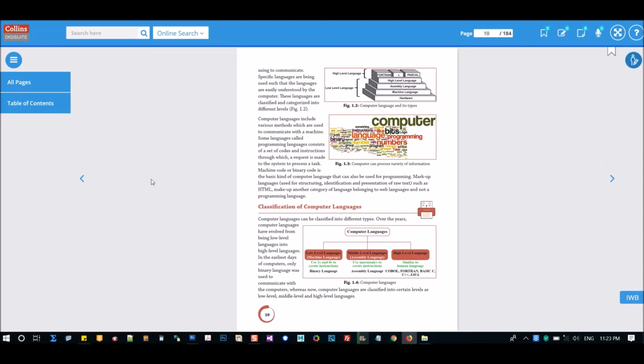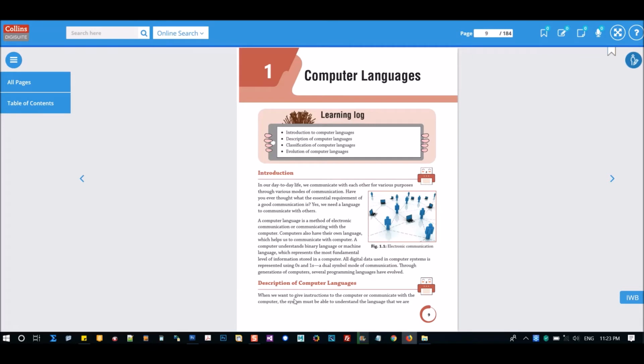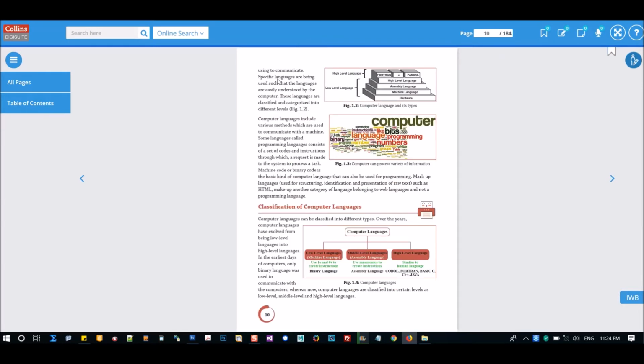Okay, so here, let's start from here. When we want to give instructions to the computer, to communicate with the computer, the system must be able to understand the language that we are using to communicate. Specified languages are used such that they are easily understood by the computer. These languages are classified and categorized into different levels. So computer languages include various methods which are used to communicate with a machine.